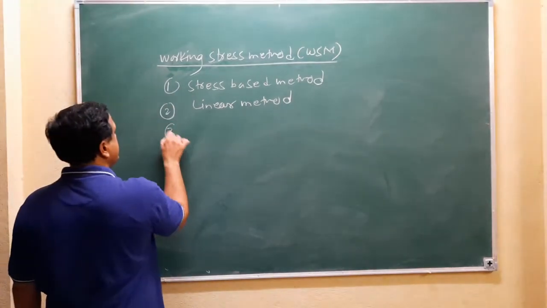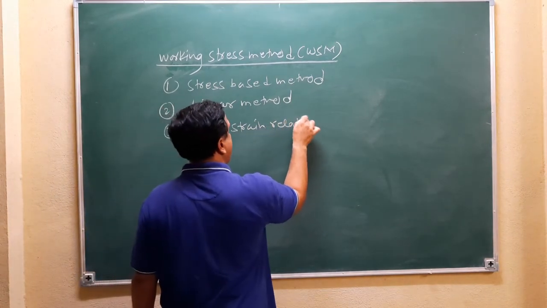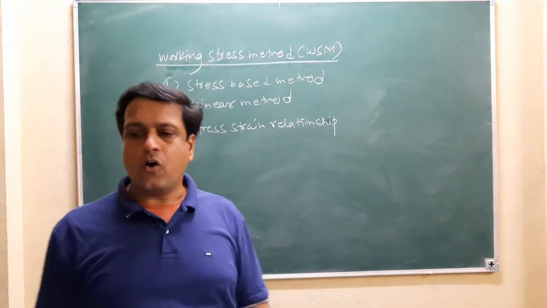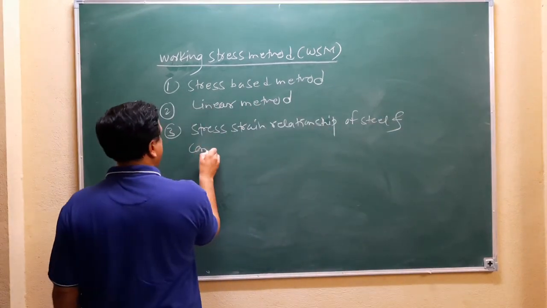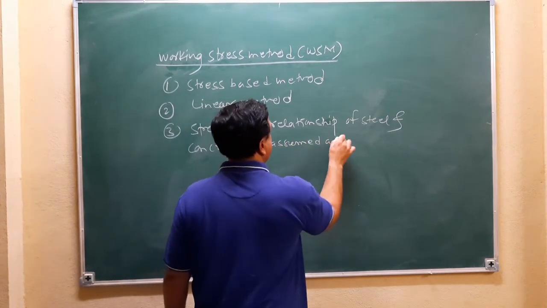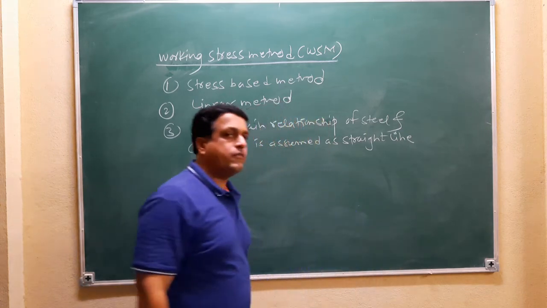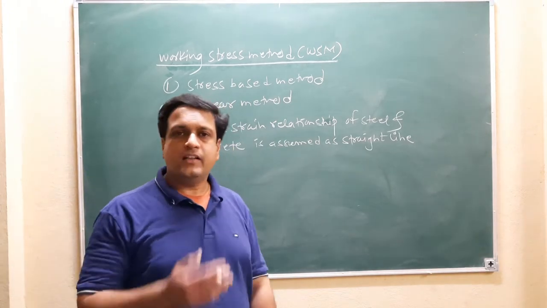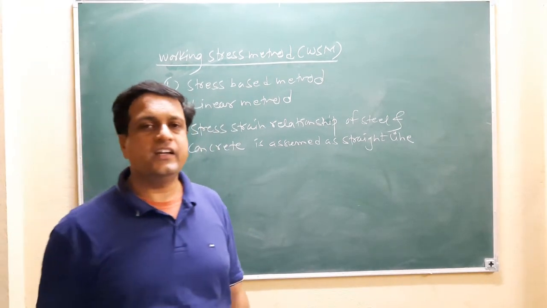The main difference is the stress strain relationship. The stress strain relationship of steel and concrete is assumed as a straight line in this method. But this assumption is wrong because stress strain graph of a concrete is not a straight line. That we have studied in DCS1.